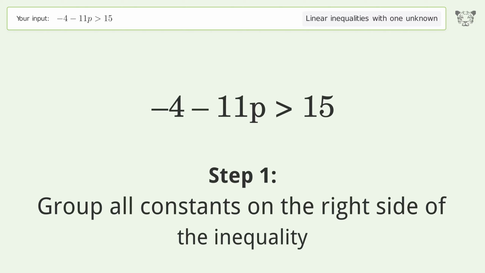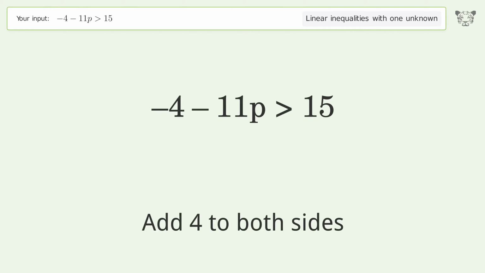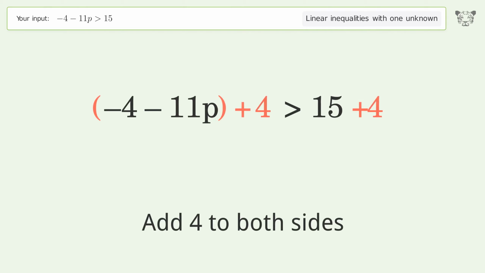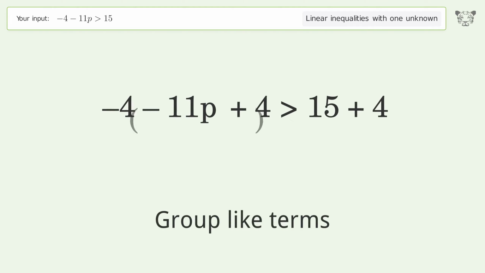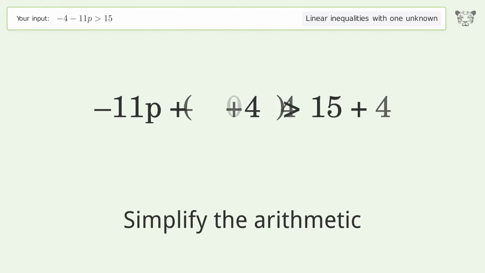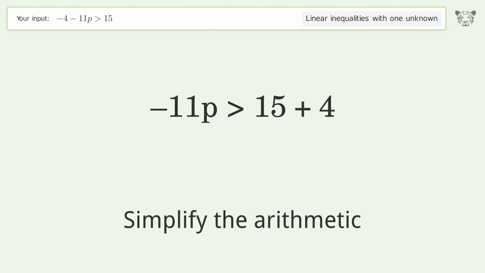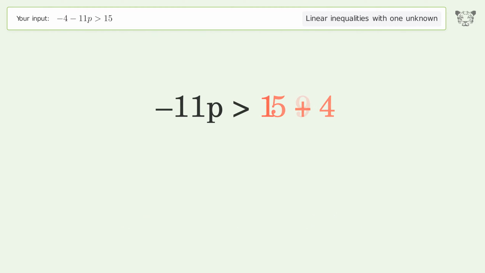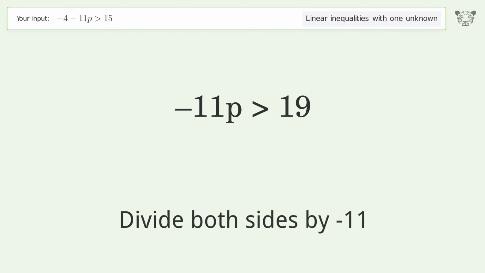Group all constants on the right side of the inequality. Add 4 to both sides. Group like terms. Simplify the arithmetic. Isolate the p. Divide both sides by -11.